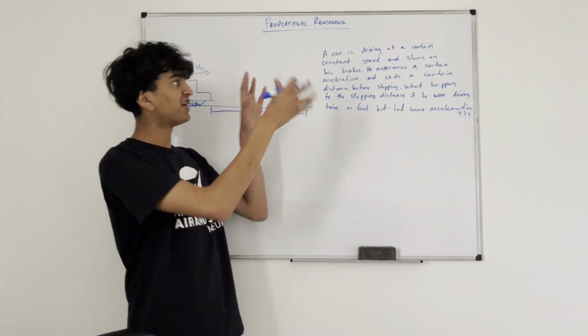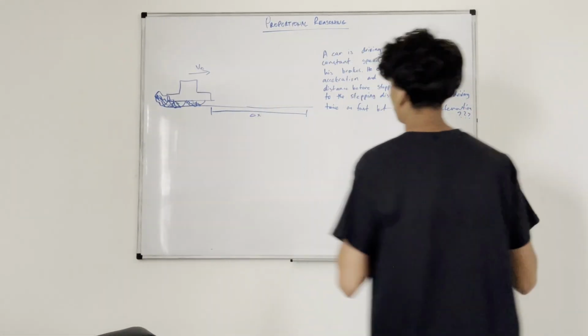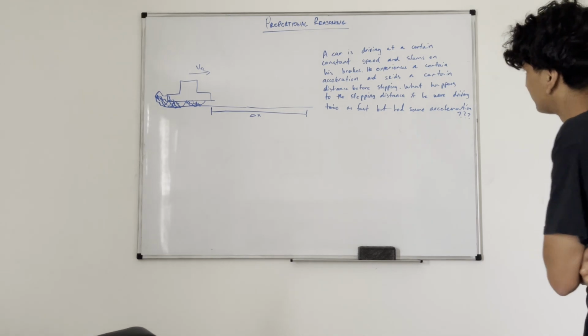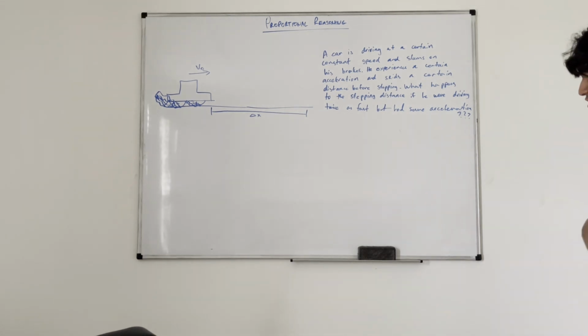All right, so I just have a little problem here that I came up with on the spot. Basically, a car is driving at a certain constant speed and then slams on his brakes. He experiences a certain acceleration and skids a certain distance before stopping.